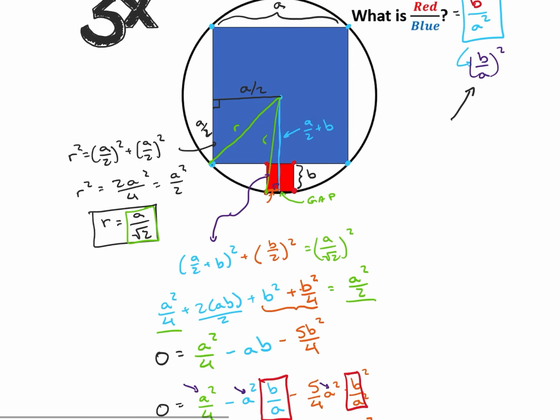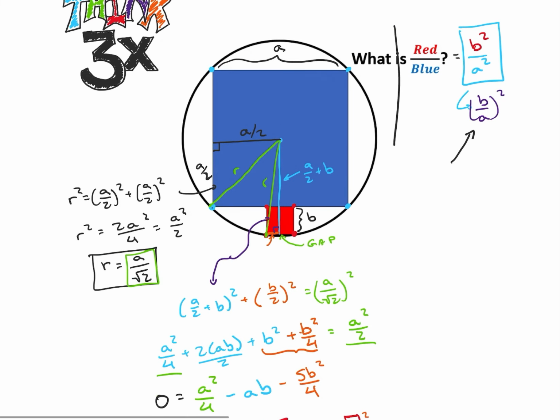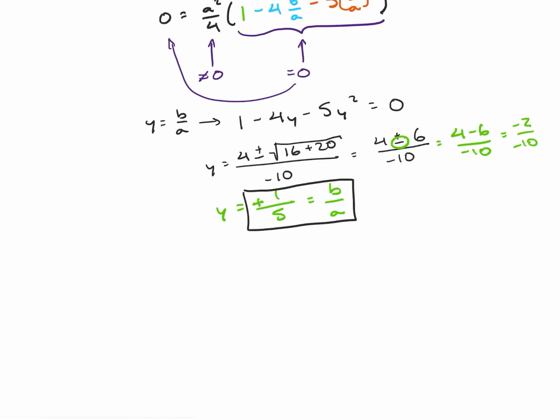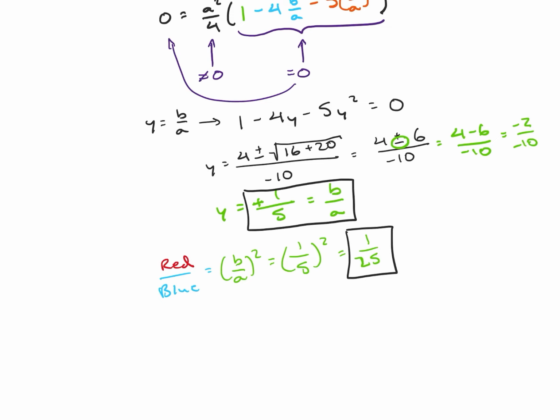So what do we note here? What we're trying to find is the red over blue, which is b squared over a squared. What we've just found is that red over blue is going to be equal to b over a, squared, which is 1 over 5 squared, which is exactly 1 over 25. So the proportional area is going to be 1 over 25, and that is going to be our final solution.